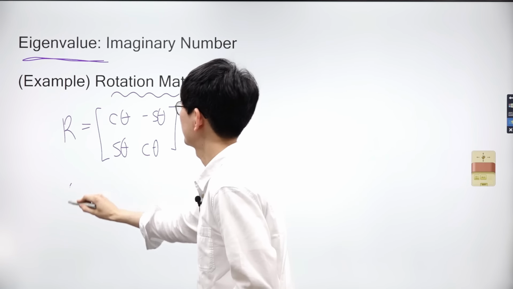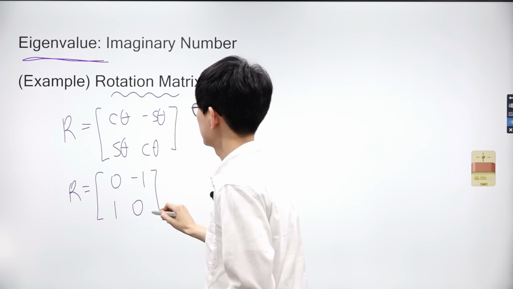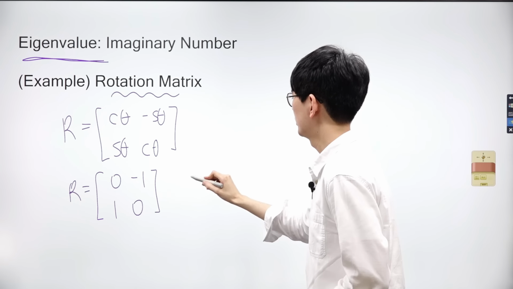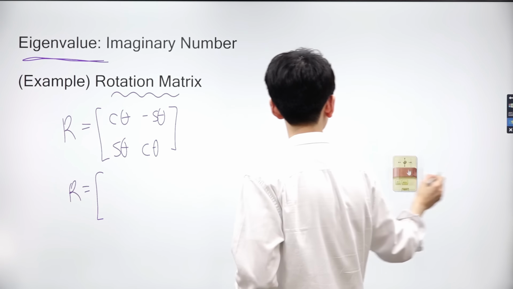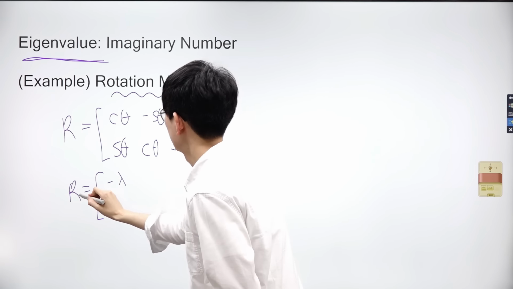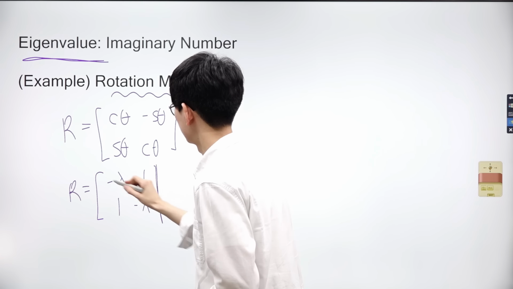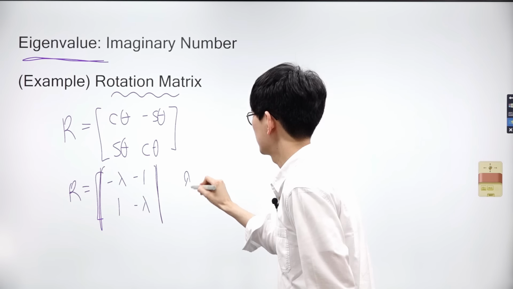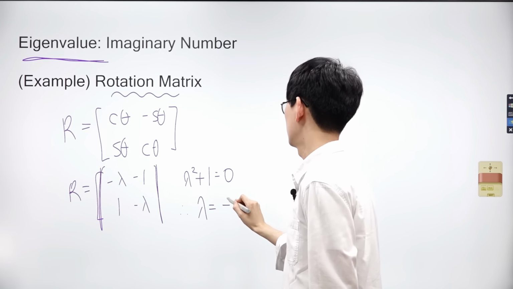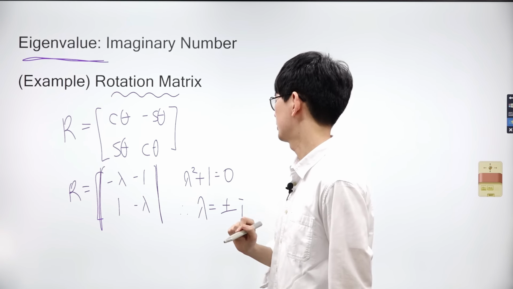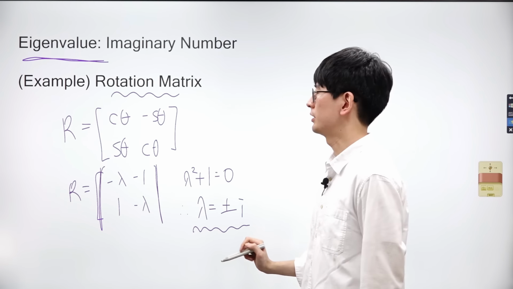If matrix R rotates the space by 90 degrees, its entries become 0, -1, 1, and 0. Subtracting lambda I from the matrix gives R minus lambda I with values negative lambda, -1, 1, and negative lambda. The determinant of this matrix is lambda squared plus 1. To make the determinant 0, lambda must be either positive i or negative i. Thus, lambda is an imaginary number.